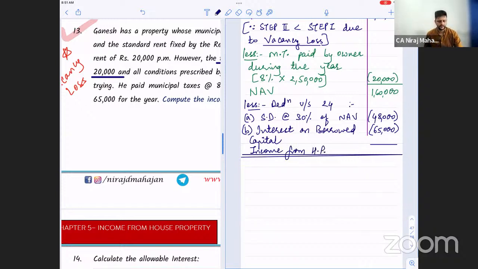Income from house property. Correct. 47,000. Correct. Any problem, Ilya? All okay, Khushbu? Nitin? Mansi? Indrajit, all okay? Good. One more, question 15. Chalo, quickly.